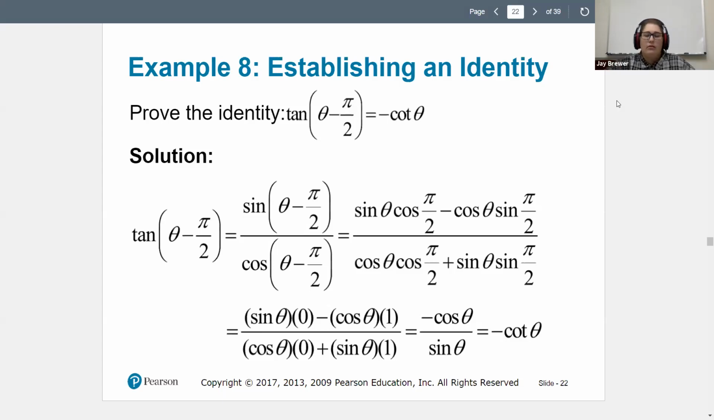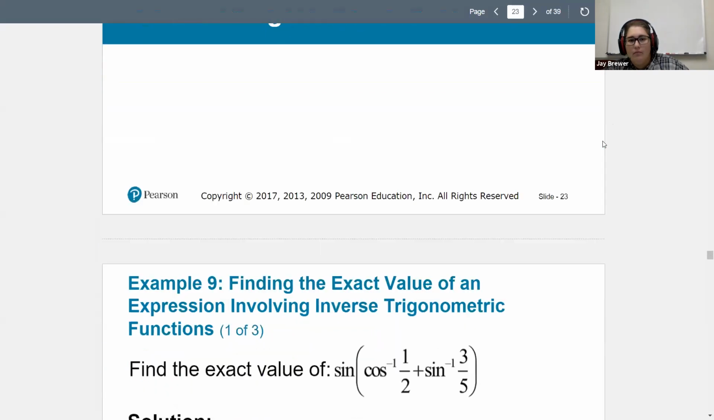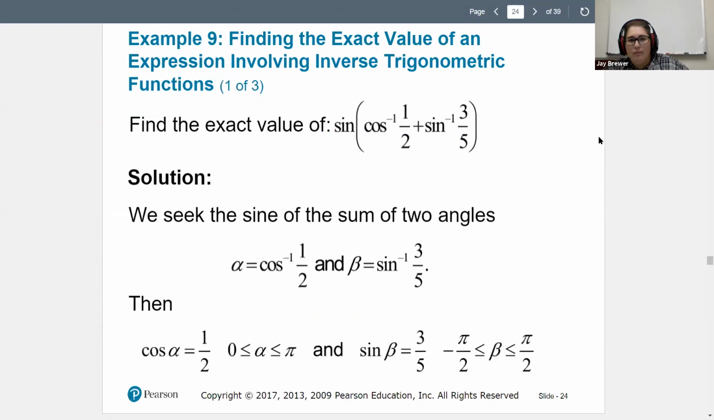Okay. For the next one, we're actually going to make use of the inverse functions a little bit, but then they just turn around and rewrite them, so don't get too excited. It's pretty much the same thing you've been working with. So they give you the inverse cosine of 1/2 plus the inverse sine of 3/5, and they want you to find the sine of that.